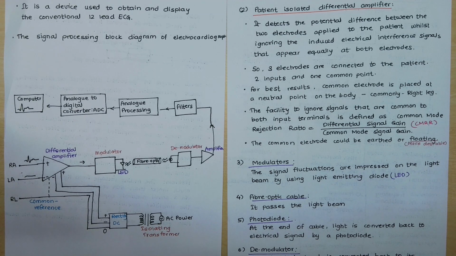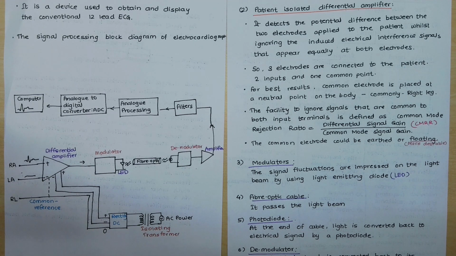The second type of amplifier is the patient isolated differential amplifier. It detects the potential difference between the two electrodes applied to the patient whilst ignoring the induced electrical interference signals that appear equally at both the electrodes. So, 3 electrodes are connected to the patient, 2 inputs and 1 common point. For best results, the common electrode is placed at a neutral point on the body, commonly the right leg.